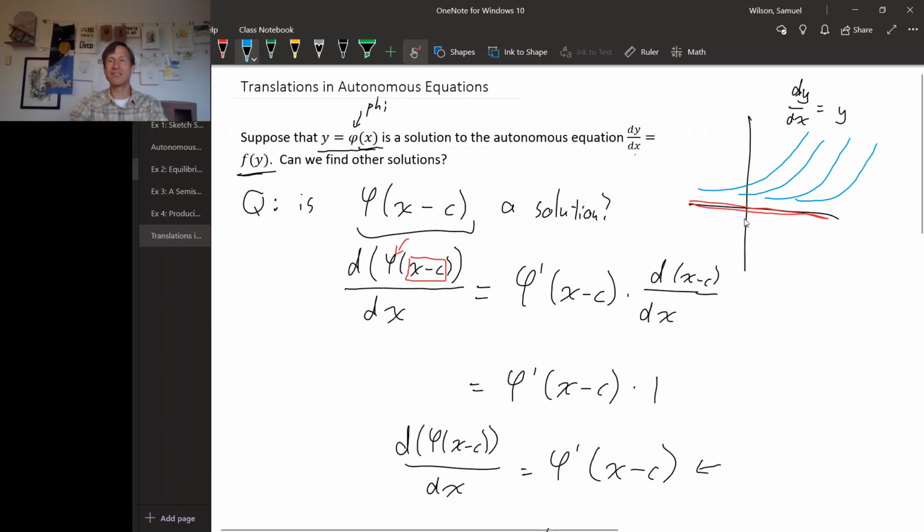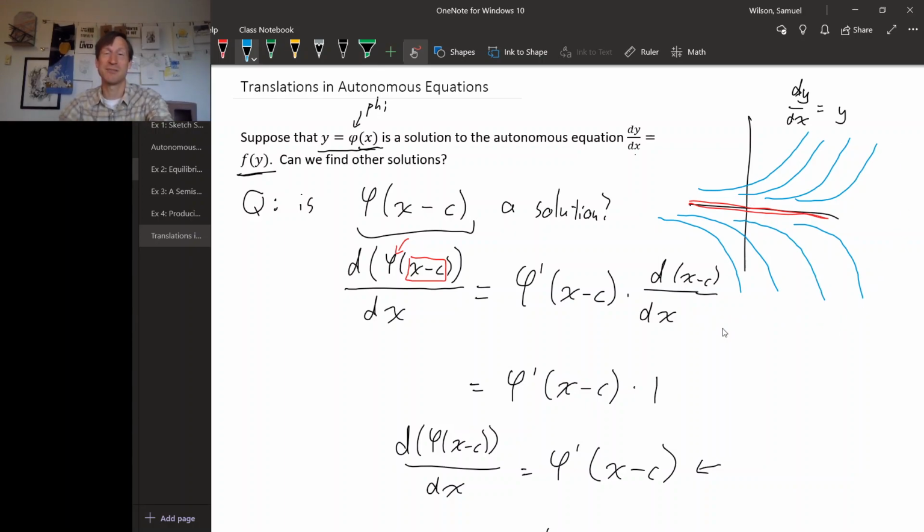If you have any solution at all to an autonomous equation, I guess for this one it would look like this, if you just slide it sideways, you get another solution for your autonomous equation. Of course, this isn't true for non-autonomous equations, but many equations are autonomous. So this is a really nice fact about autonomous equations.